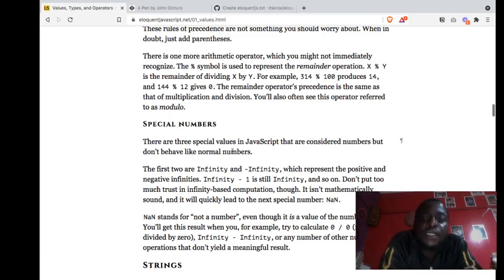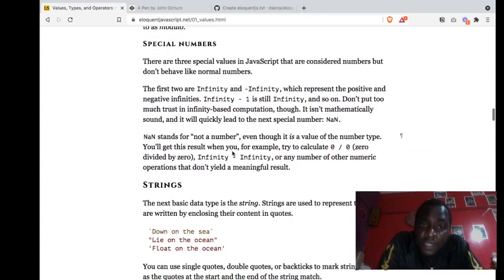You'll also often see this operator referred to as modulo. Special numbers. There are 3 special values in JavaScript that are considered numbers but don't behave like normal numbers. The first 2 are Infinity and -Infinity, which represent the positive and negative infinities. Infinity - 1 is still Infinity, and so on. Don't put too much trust in infinity-based computation though. It isn't mathematically sound and will quickly lead to the next special number, NaN, which stands for not a number.